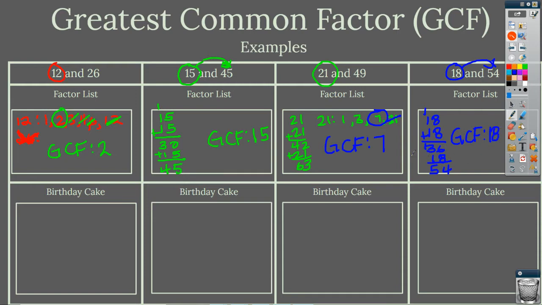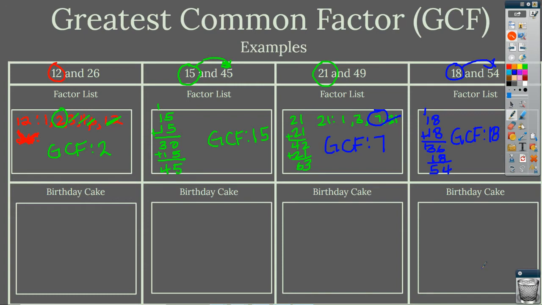Now, some of you might have looked at 18 and 54 and thought that the greatest common factor was maybe 9, because 9 goes into 18 and 54 evenly, or 6, because 6 goes into 18 and 54 evenly, or maybe 3, okay? If that's the case, you probably would be interested in doing the birthday cake method, because the thing that's great about the birthday cake method is you don't have to have the greatest common factor. You just have to have any common factor.